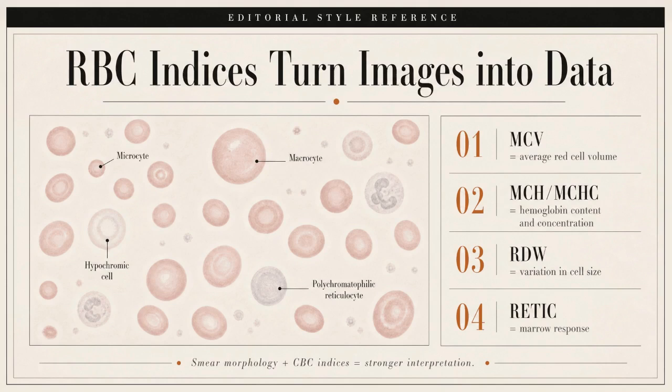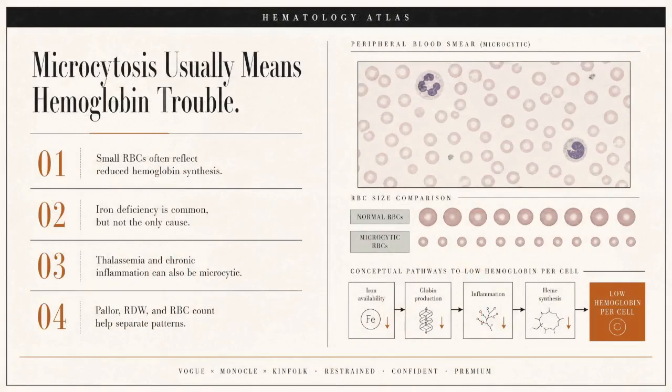And the reticulocyte count asks a functional question: is the marrow responding appropriately to anemia? Combining these analyzer reports with smear confirmation gives us the strongest hematology interpretation. Next, we'll dive into what microcytosis usually indicates. Microcytosis means red cells are smaller than expected, and this usually points to trouble with hemoglobin production.